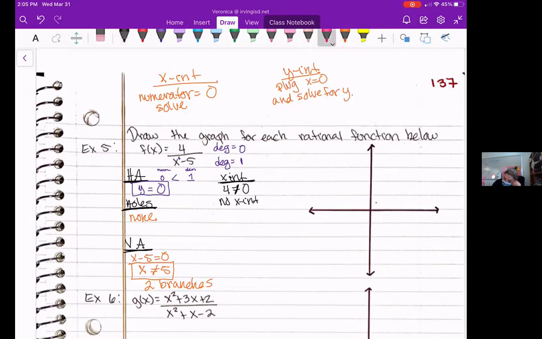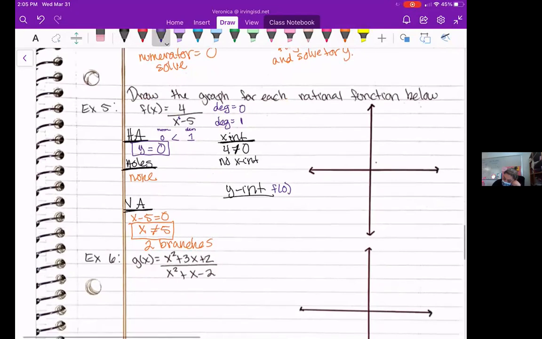Now, for your y-intercept, I'm just going to plug in 0 for x. So you can grab the function and just plug in 0. So 4 over negative 5. So your y-intercept is at negative 4 over 5.